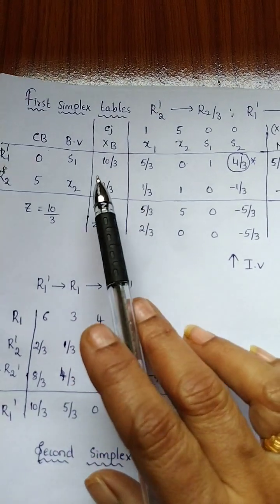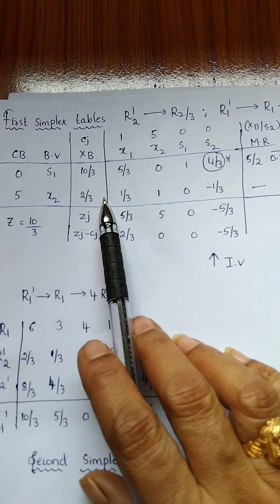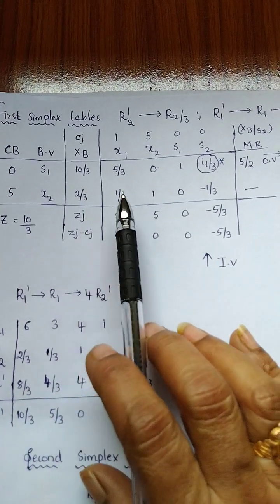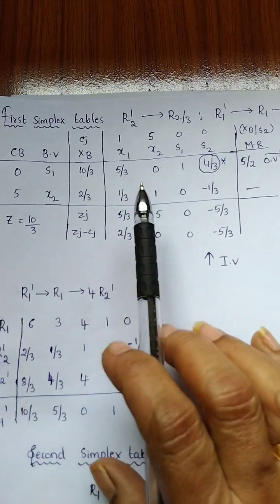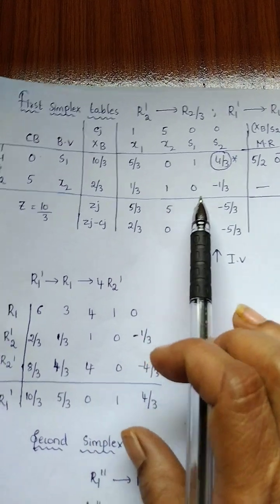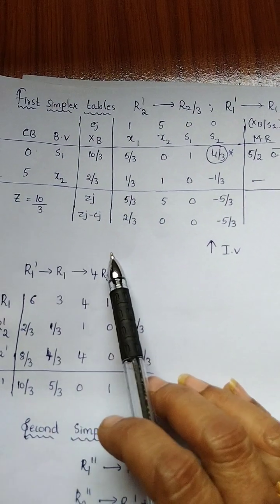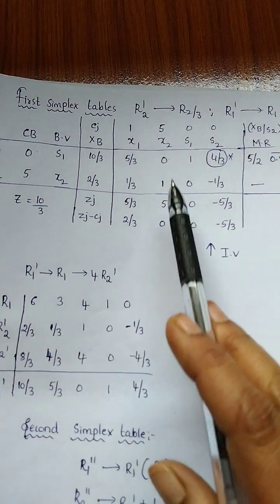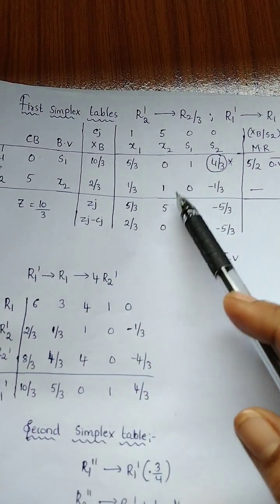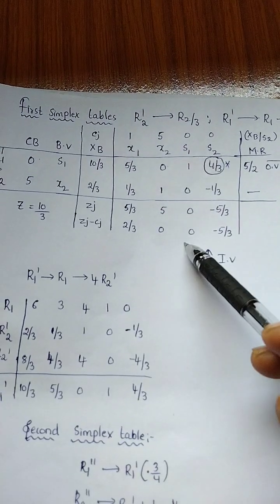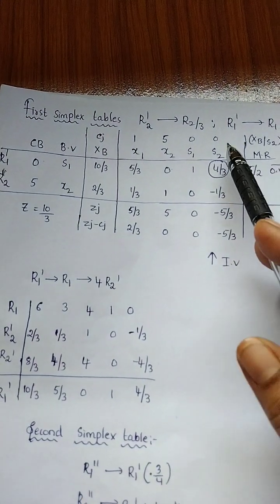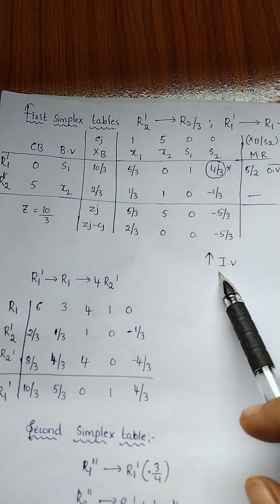That means 2 into 5 by 3, that is 10 by 3. Zj: 1 by 3 into 5, 5 by 3. 1 into 5, 5, 0. And minus 1 by 3 into 5, minus 5 by 3. So, Zj minus Cj is 5 by 3 minus 1, 2 by 3. 5 minus 5, 0. 0 minus 0, 0. Minus 5 by 3 minus 0, you are going to get minus 5 by 3.